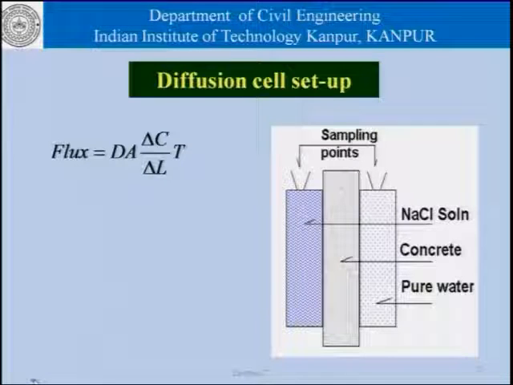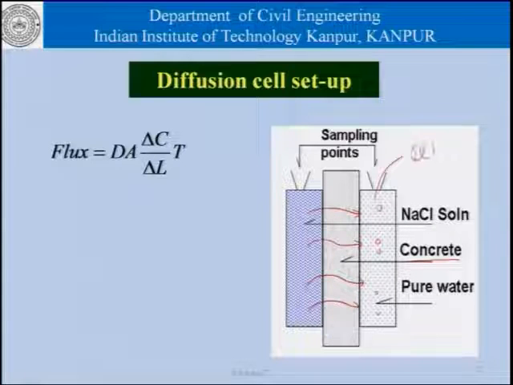This is a classical diffusion cell where we have a concrete block. One side is NaCl, the other side is pure water. It could be calcium hydroxide containing no chlorides to begin with, and over a passage of time what we expect is chloride ions to move through the concrete and start appearing here. And if we are able to sample the water here over a period of time, what we will find is that the chloride ion concentration will rise.